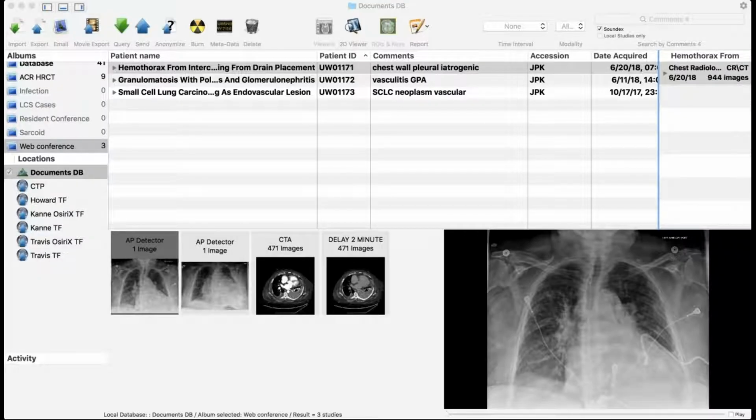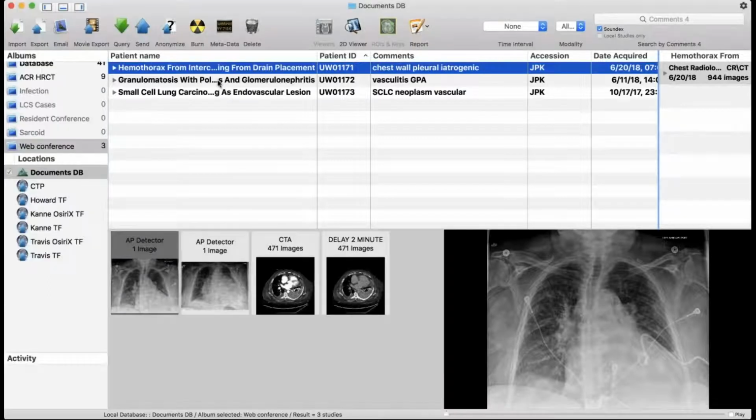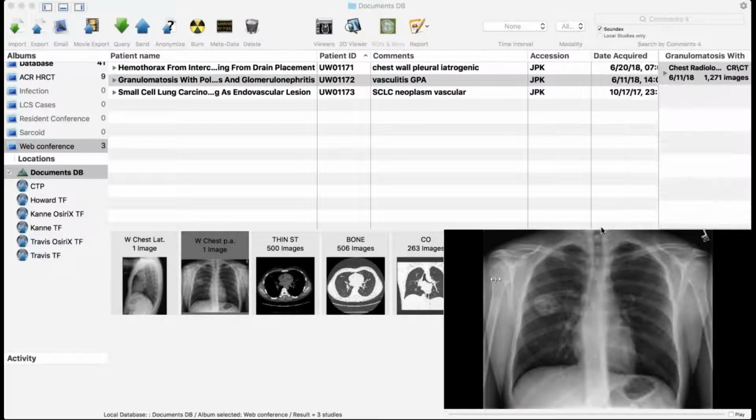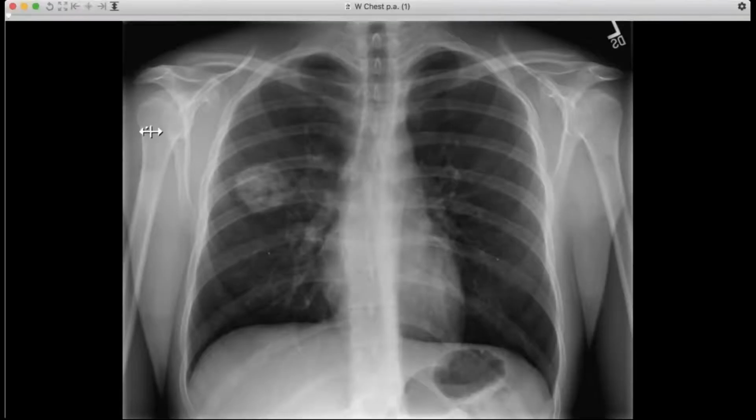All right. Let's see, I've got 3 cases I can share here. All right, I'm going to start with this case. You should see a frontal radiograph.